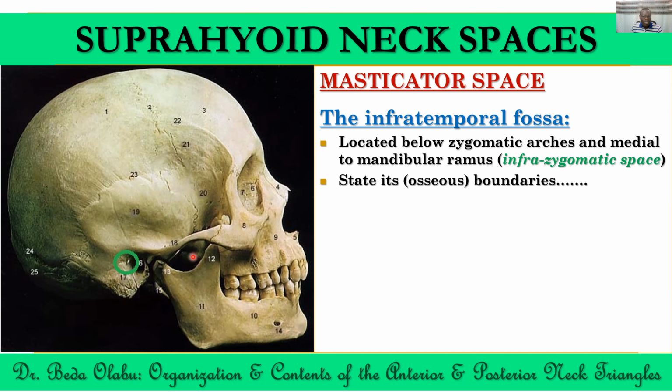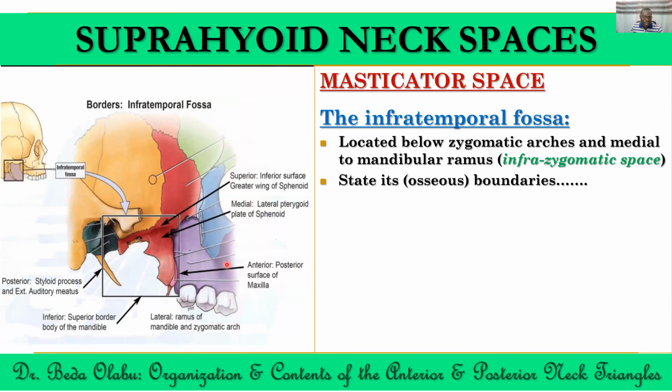And then on the medial aspect, we'll expect the lateral pterygoid plate. Then anteriorly, we have the posterior wall of the maxillary bone. Maybe this image captures that. With the ramus of the mandible removed, we can see the lateral pterygoid plate forming a medial boundary. And we can see the posterior surface of the maxilla forming the anterior boundary.